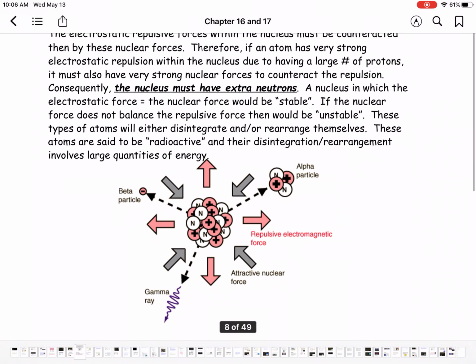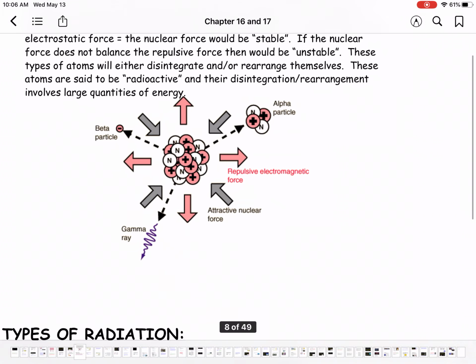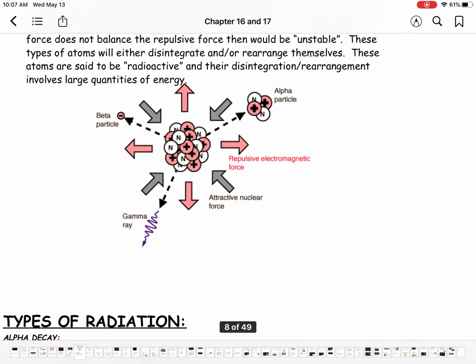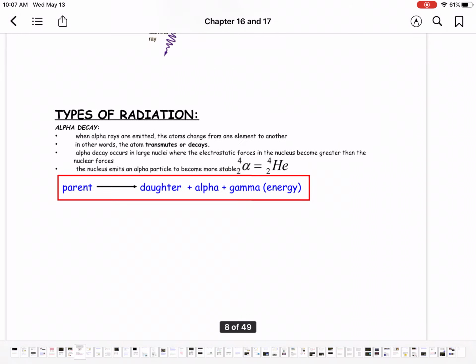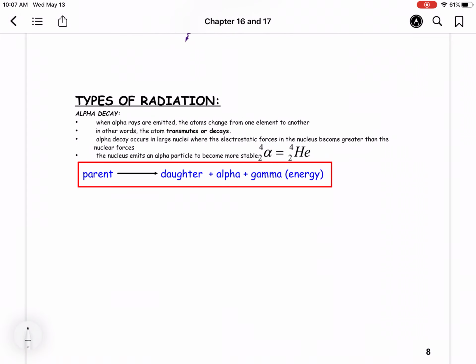So this is happening, right? We've already talked about this. And so things kind of get together. And so we have beta particles come off the nucleus or gamma rays, all that kind of stuff. So we're going to start with types of radiation.